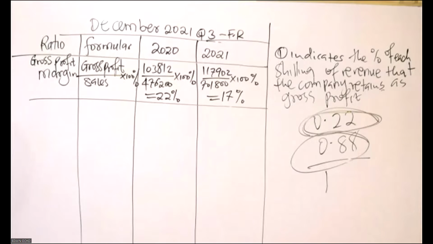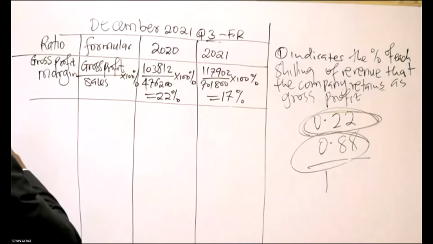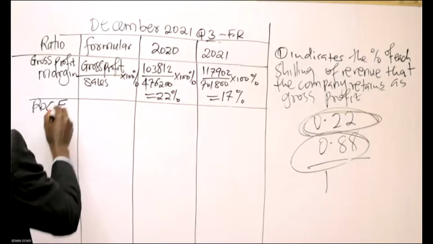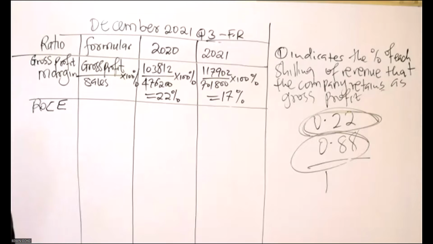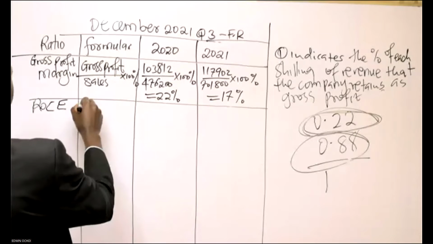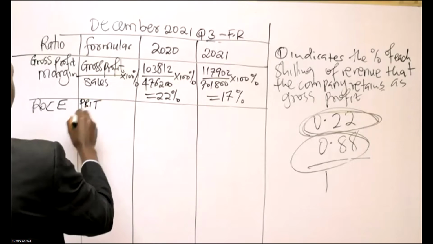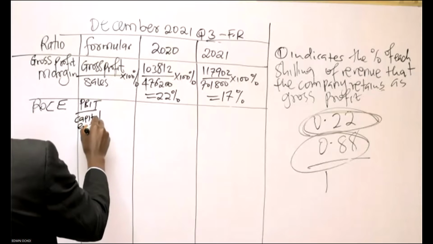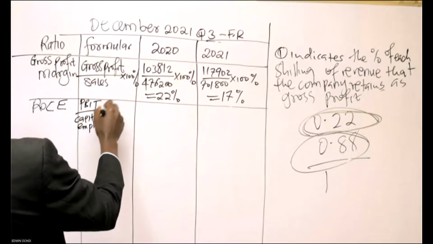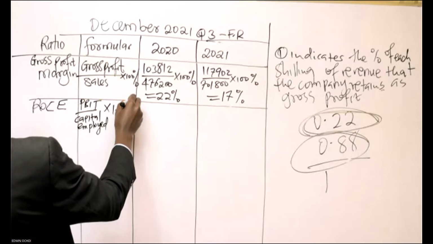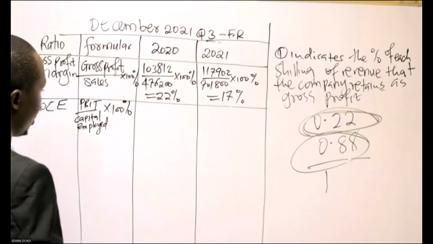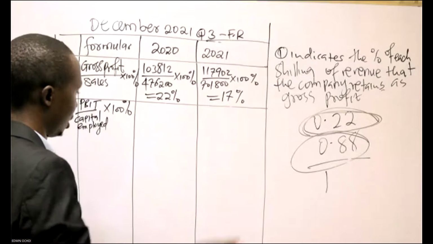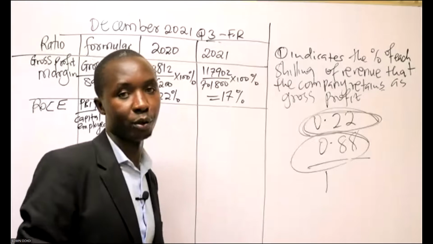And ratio number two was return on capital employed. The formula is profit before interest and tax over capital employed times 100%. You know how it's supposed to be done, so let's do it very fast. Profit before tax plus the interest, which has been deducted already.